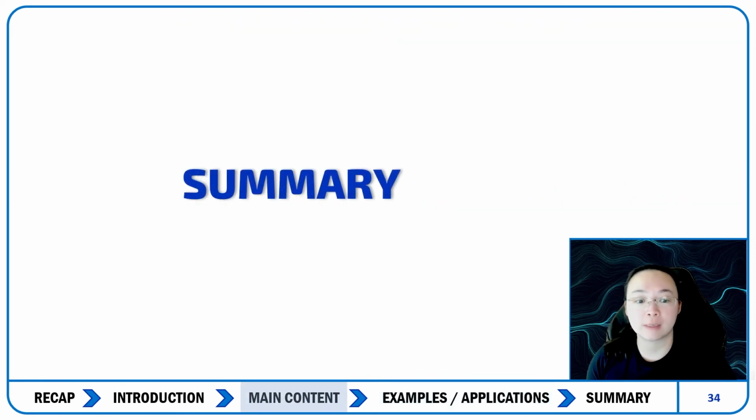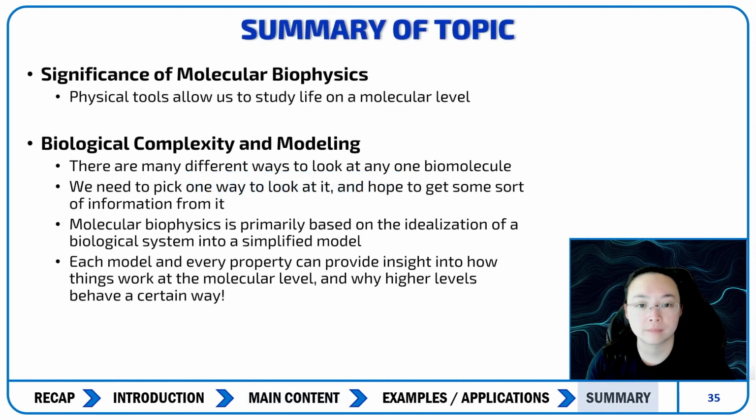So now on to the summary. In this topic, we took a look at the significance of molecular biophysics. We presented some physical tools that allow us to study life on a molecular level. We have gone through a few different types of slides about the complexity of modeling biophysics and different biological systems. The key takeaway message is that there are many different ways to take a look at one biomolecule, but we have to pick one way of looking at it and hope to get some sort of information from it.